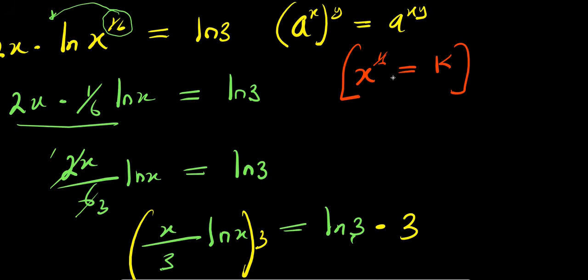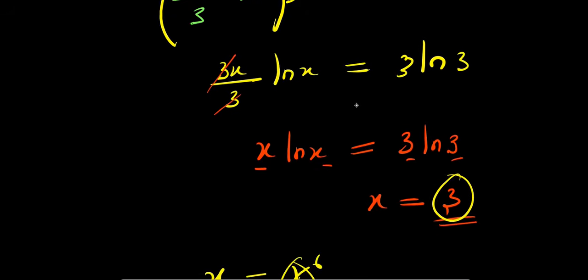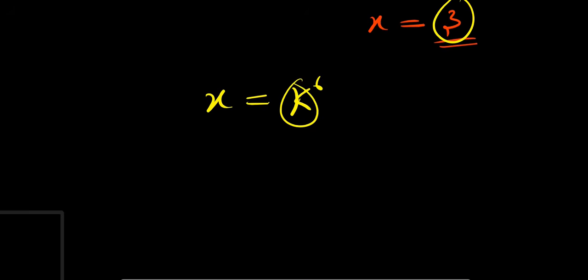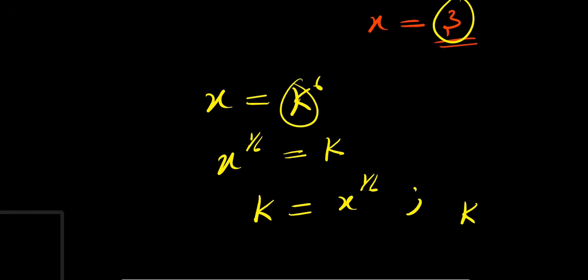I have x power 1 over 6 equals k. So if you rearrange this, you have k equals x power 1 over 6. And x is 3, so you have k equals 3 power 1 over 6.